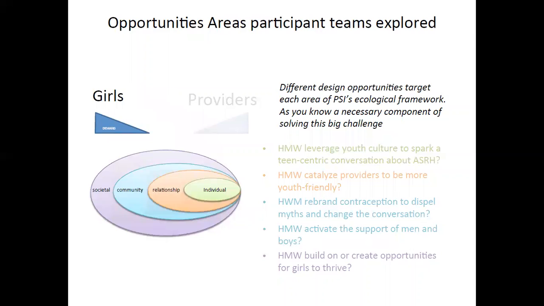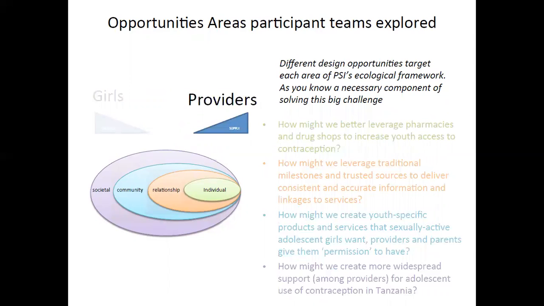So on the girls' side, having the girls at the center, the opportunities that we explored during the immersion, we had several of these opportunities that focused on a girl herself at the center, but then we had other opportunities that we explored that were focusing on other stakeholders and other influencers across the ecological model. The provider, again, at the center, we had opportunity areas that were focusing on exploring concepts around the provider herself or himself and other stakeholders. So we had tons of opportunity areas to explore concepts around the provider and other influences around the ecological model.